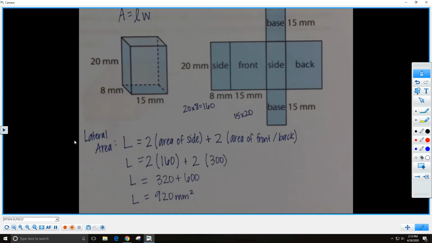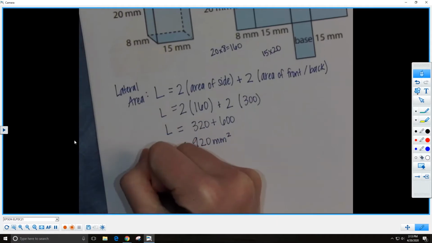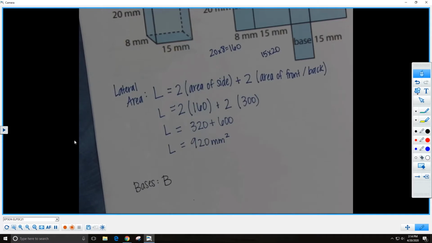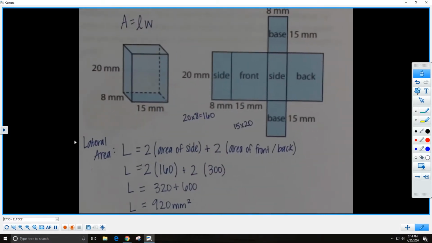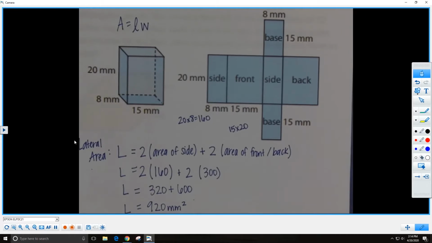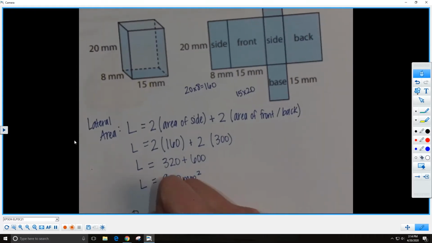Remember that the bases are the parallel congruent sides. We use a capital B to indicate the area of the base. So what are the dimensions of one of the bases of this solid? Let me go back up here where you can see. Well, we can see here it's 8 by 15. So the area of one base is 8 times 15, which is 120 square millimeters.